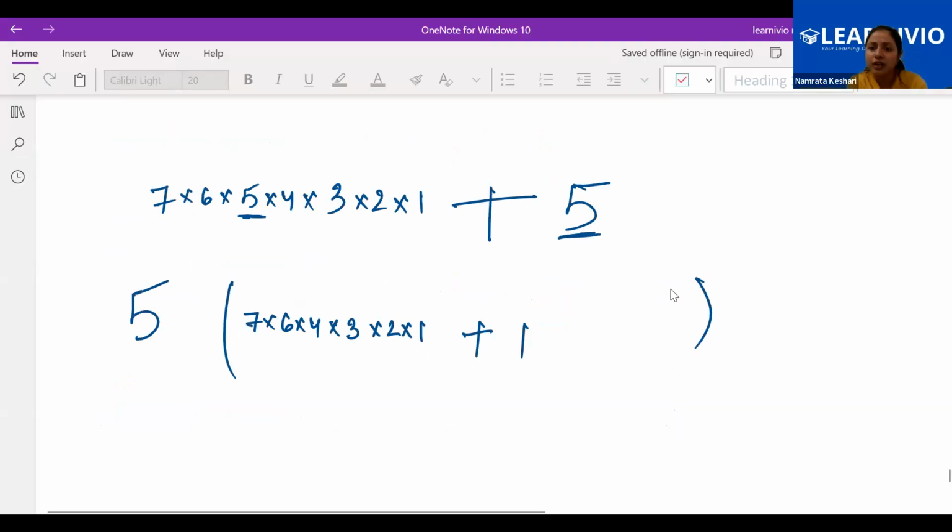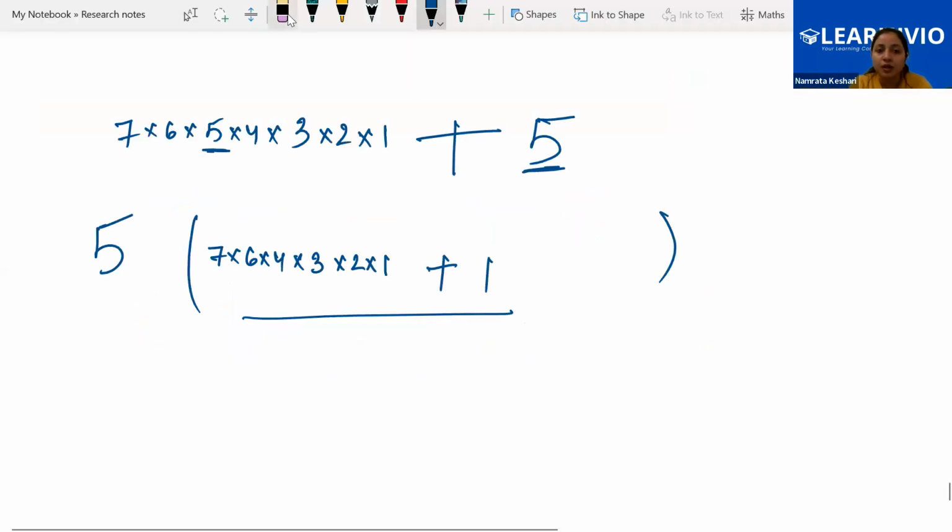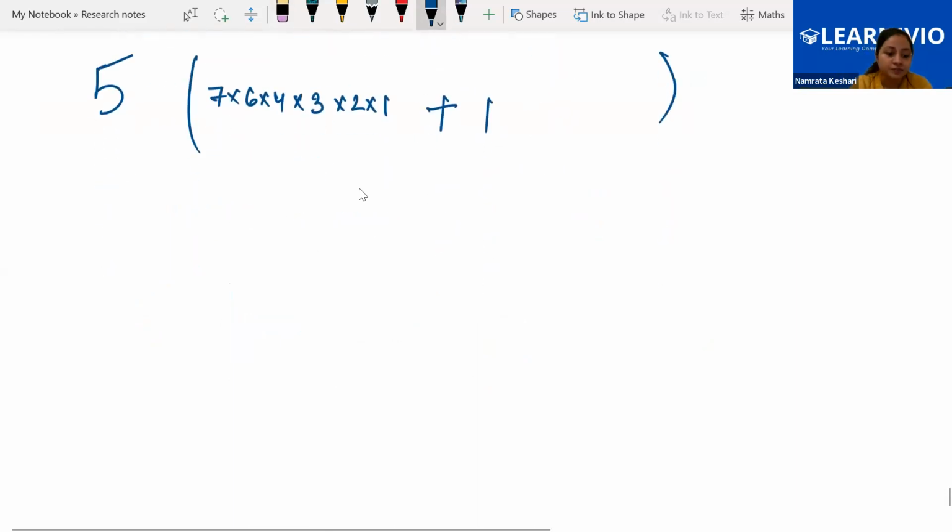We can keep it here only, or if we want, we can take one more step. We can also calculate the bracket and write it as a product of two integers, 5 into whatever number we get from here. However, from here only we can declare that it's a composite number, 5 into any other number. That is only possible for a composite number.